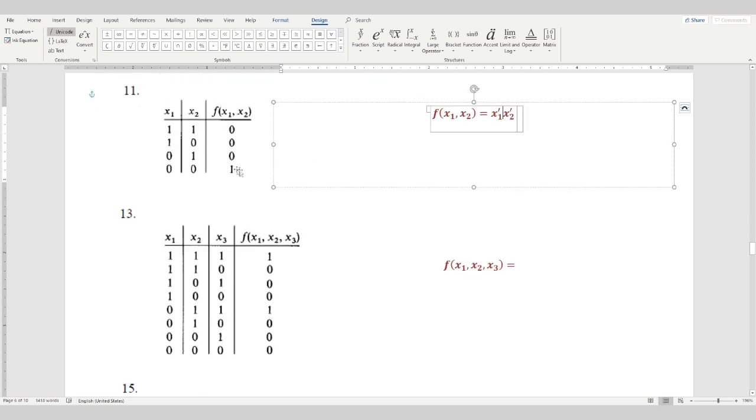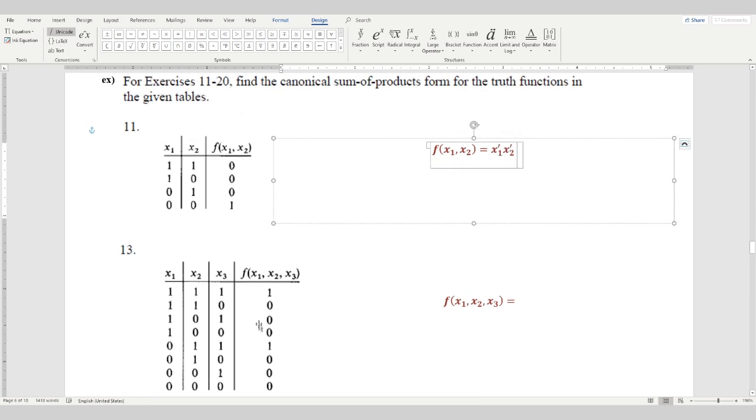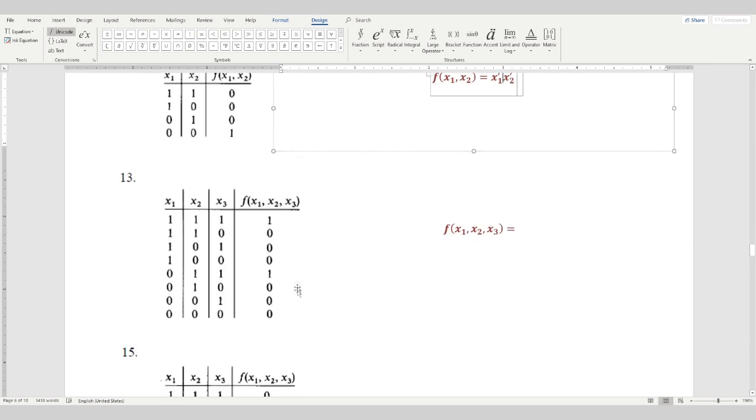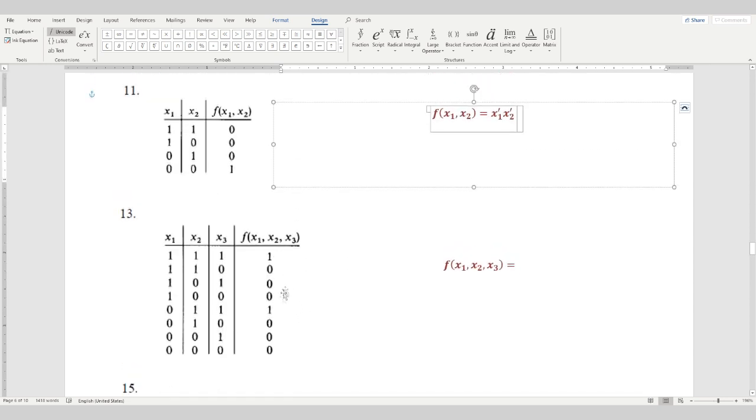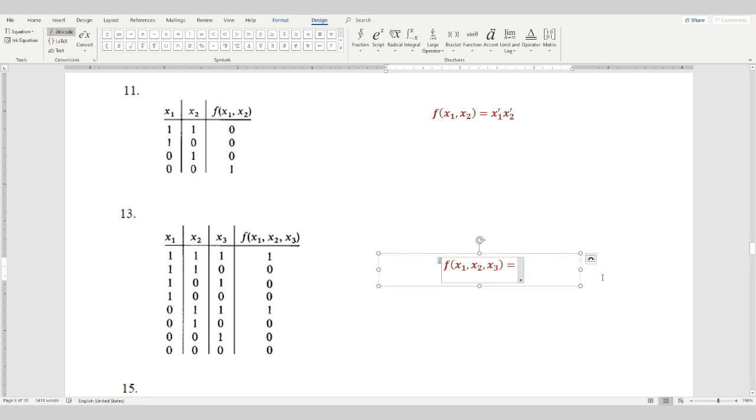And one way we can tell that we're done is that we only have one actual true state in this entire function, which means we only have one term in our canonical sum of products form. And so by extension, if we look down at number 13 now, I see 2 1s in this column, 2 1s in the truth function of this, whatever this function is, which means I'm going to expect to have 2 terms in my canonical sum of products form. And those 2 terms are going to be added together. So we can just go ahead and say we're going to have 2 terms, and we'll explain why they're going to be added together in a minute.